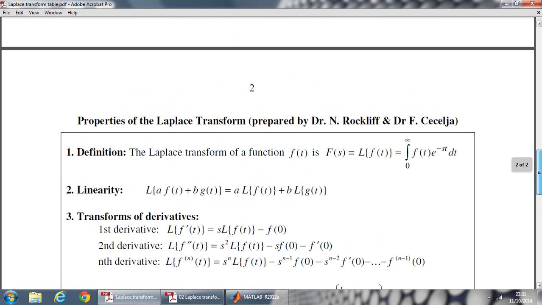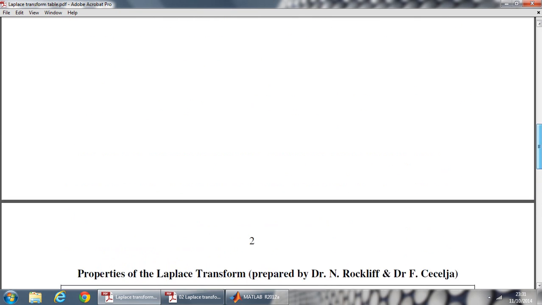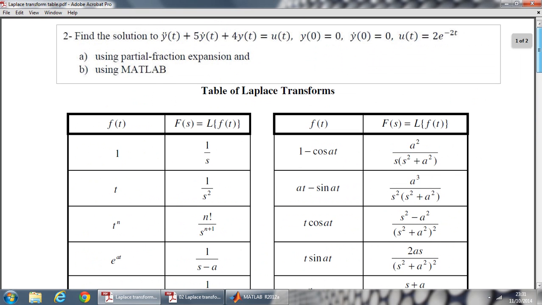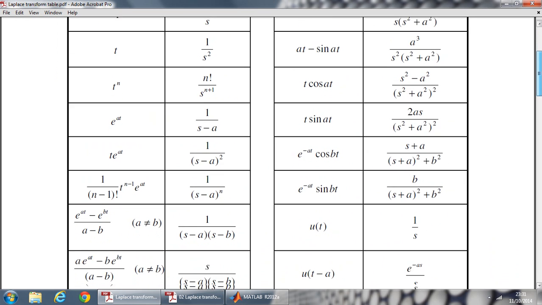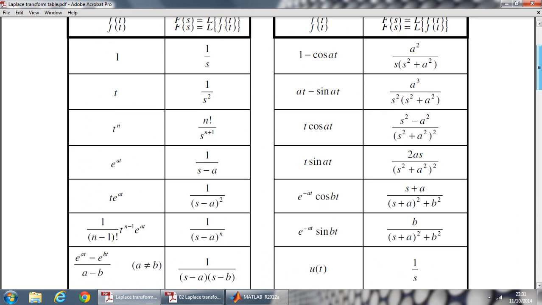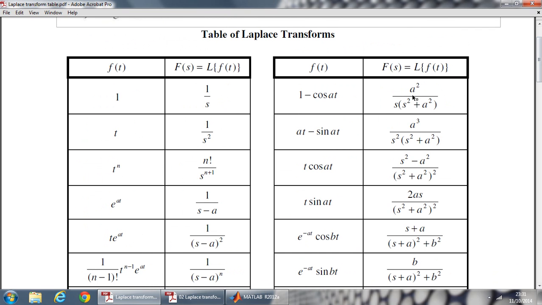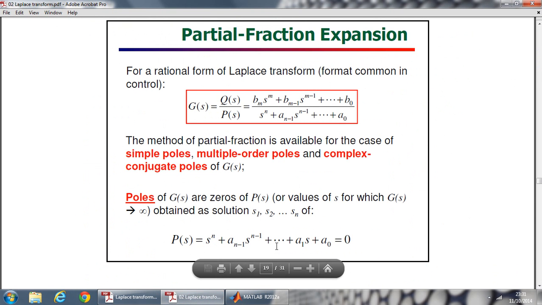And then after transforming to the Laplace domain, finding the transfer function of this differential equation and the given input, we need to use the partial fraction expansion to find the components of the response, and then we need to use the Laplace inverse to find the time response of the system. In order to use the partial fraction expansion, again from your control module lecture notes, you can find different examples and ways of the solution.